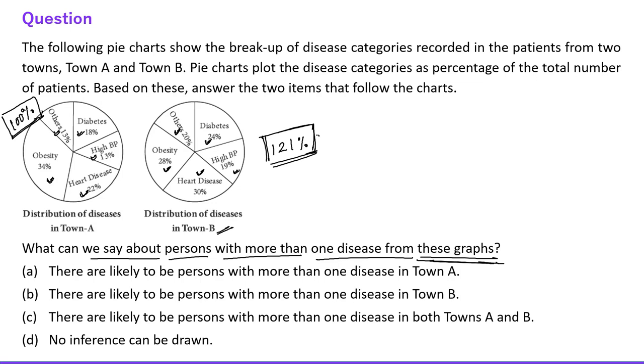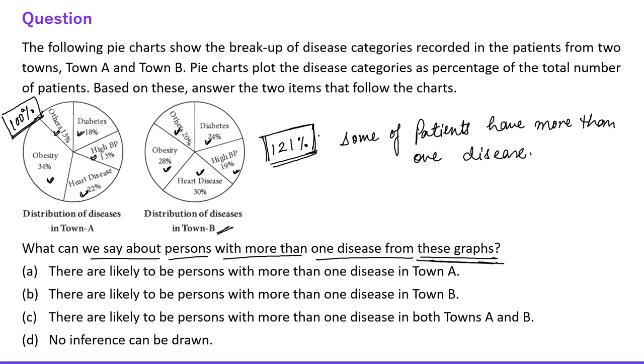It means some of the patients have more than one disease, because they are being counted in both diseases. Suppose that Mr. X has diabetes and high BP also. So he is being counted in BP and diabetes both. So that's why this percentage is coming as 121. It is more than 100. So obviously, in town B, there are persons with more than one disease.